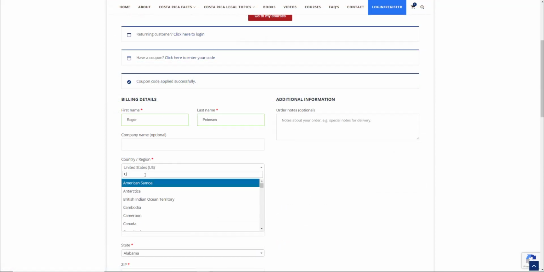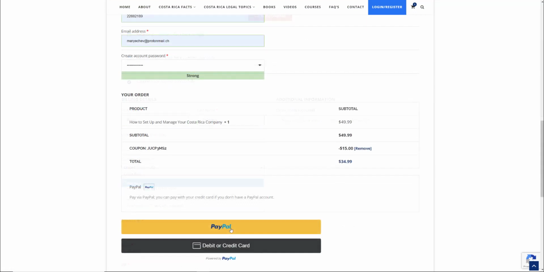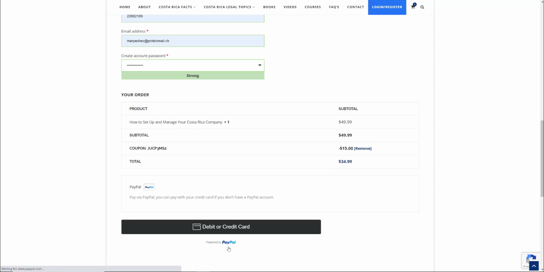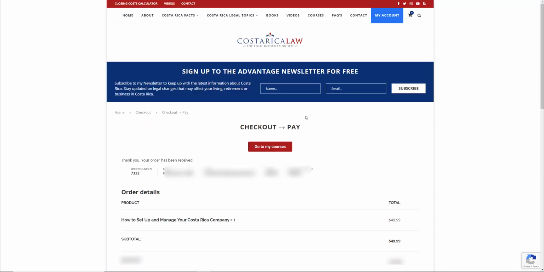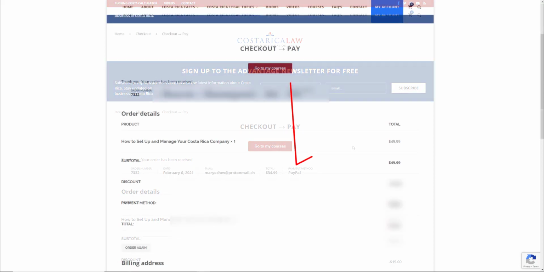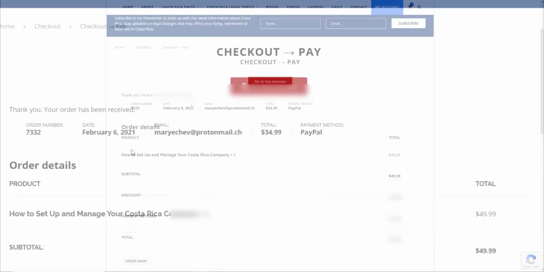Then complete all the requested billing information. Then you have the option of paying through PayPal or else with a debit or credit card, which is also processed through the PayPal system. Once your payment is processed, it will take you to this window, and all you have to do now is go to the red button here. It says Go to My Courses, and that will get you started.